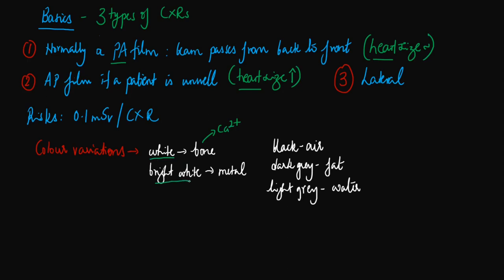Bright white is shown up by metals such as pacemakers or any, say, foreign body in the upper aerodigestive tract. Black is for air because air is not going to absorb any radiation. And then we have fat, which appears dark grey, and then we have water or fluids which will appear light grey, and you'll see these in the next slide.